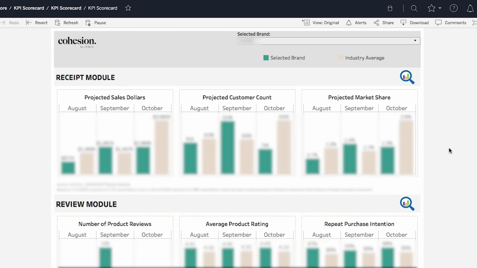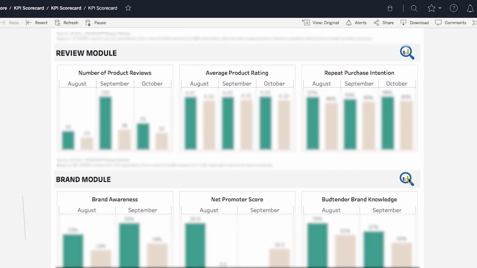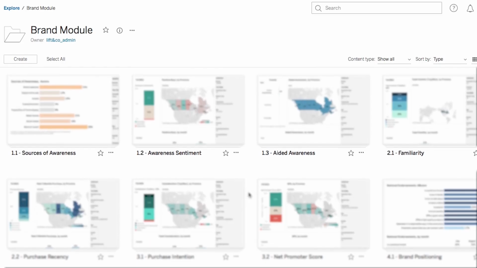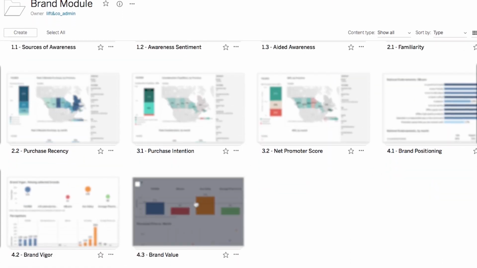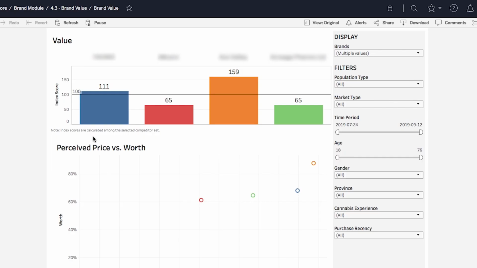All right, we're back on the Cohesion scorecard. Let's go down to the brand module. In the brand module, we're going to understand how people perceive the value of your brand. In here, you can compare your brand to your brand competitors to understand if you have a higher perceived value than your competitors or a lower perceived value than your competitors. The higher it is, the higher you can price your products.